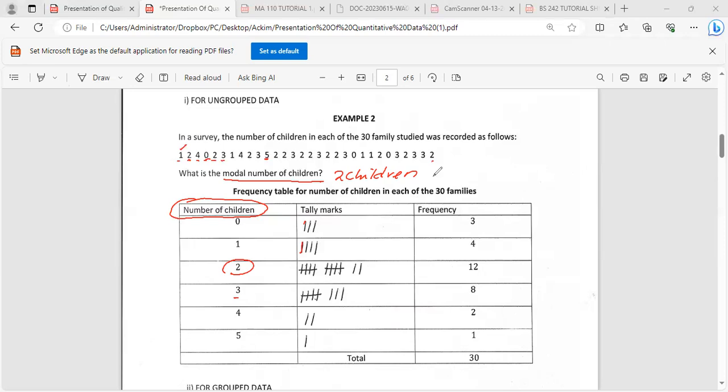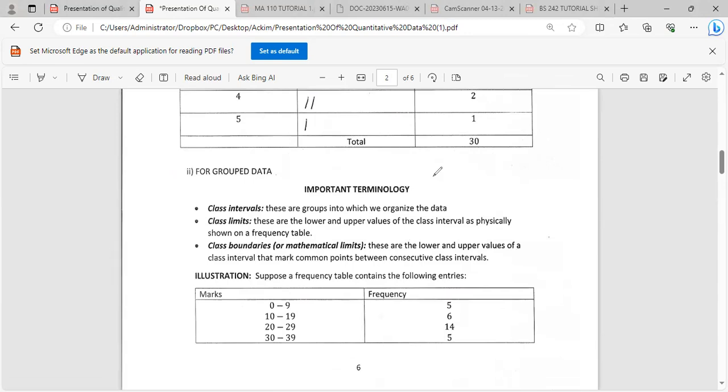Okay, so let's progress. I think that one was a bit straightforward. Any questions? Okay, so I think since there are no questions, the committee is here. And then we are beginning class interval, class limit, these things. I think, with the time that's remaining, even if we are to start, I think we won't be able to finish.